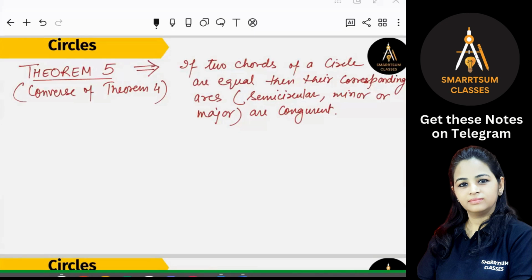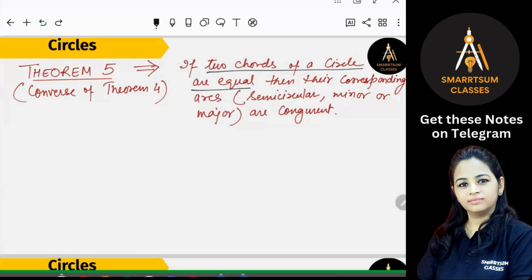Now, look at the next theorem, theorem number 5. This theorem is the converse of the previous theorem, theorem 4. What it says is that if two chords of a circle are equal, then their corresponding arcs are congruent. In the previous theorem, if two arcs are congruent, then the corresponding chords are equal. Now, if two chords of a circle are equal, then their corresponding arcs will be congruent. These congruent arcs may be semicircular arcs, minor arcs, or major arcs. So this is theorem number 5, which we are going to prove now.